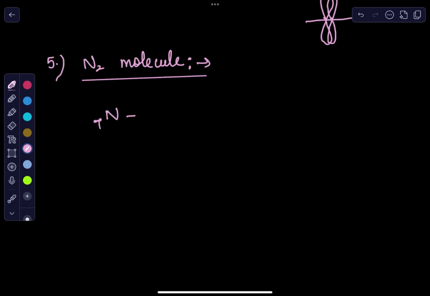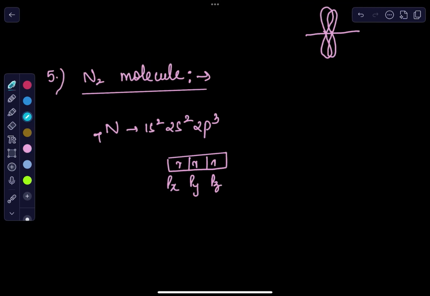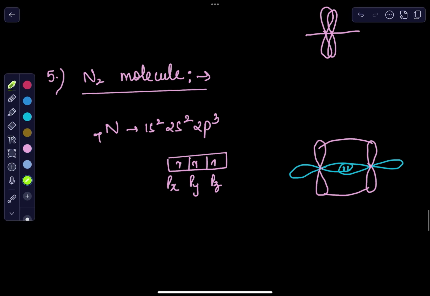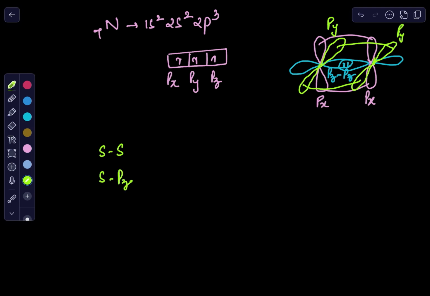In the case of the nitrogen molecule, if you write the configuration, you will find there are three unpaired electrons in the 2p orbitals. So again one will be in 2pz and the other two will be in 2py and 2px respectively. So 2pz will form a sigma bond, because they will overlap head on, and the rest two will form pi bonds because they will overlap sideways, or lateral overlapping.